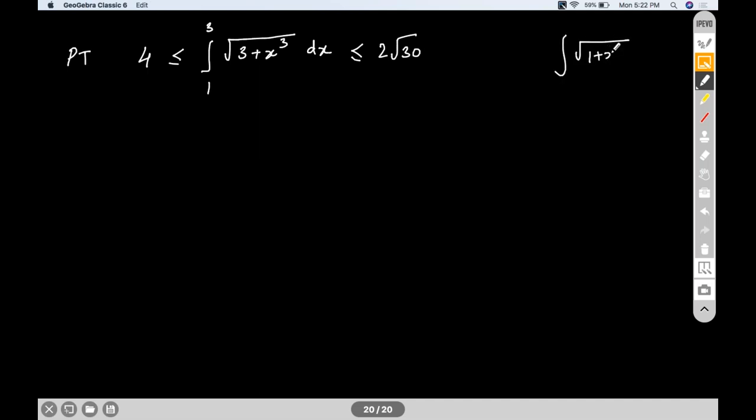Okay, try this out. Prove that. By the way, let me tell you, under root of 1 plus x cube cannot be integrated. I mean, it cannot be expressed as an integrable function. Okay, you cannot integrate under root 1 plus x cube type of function. This cannot be integrated. Cannot be integrated means you cannot express the answer of that. It's an inexpressible integral.